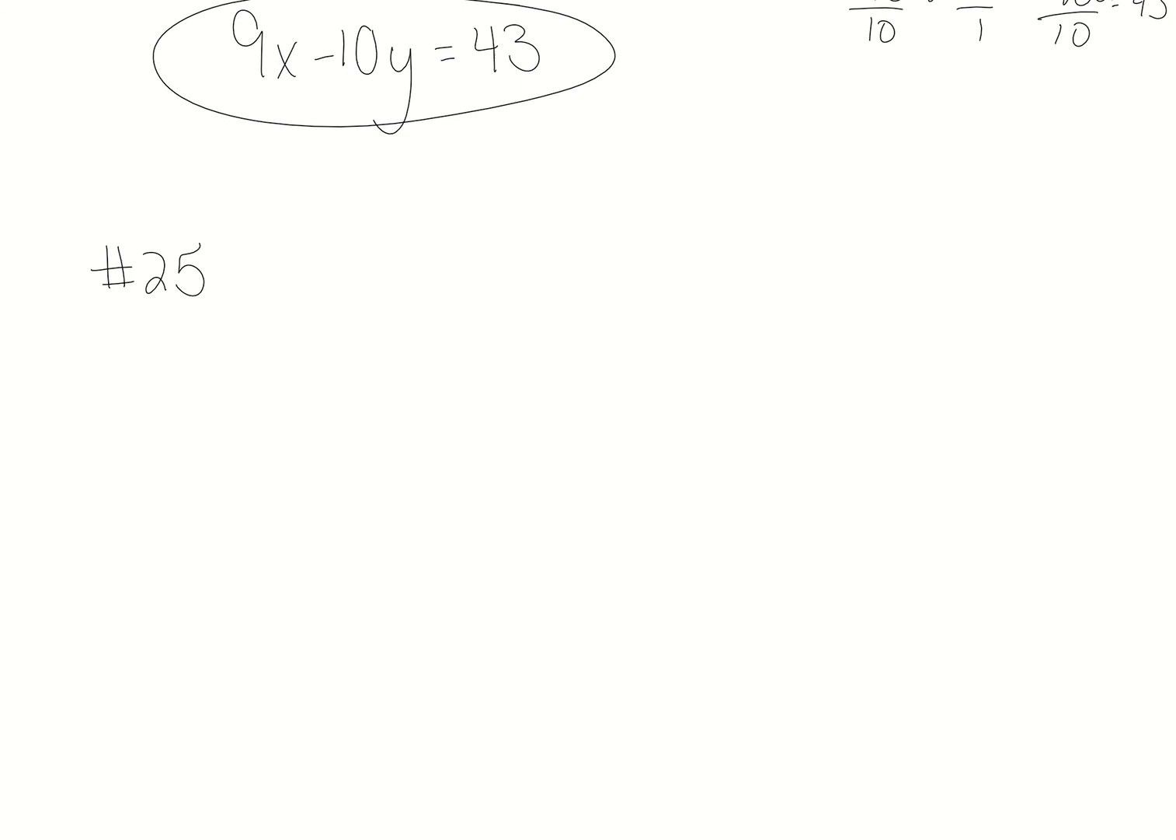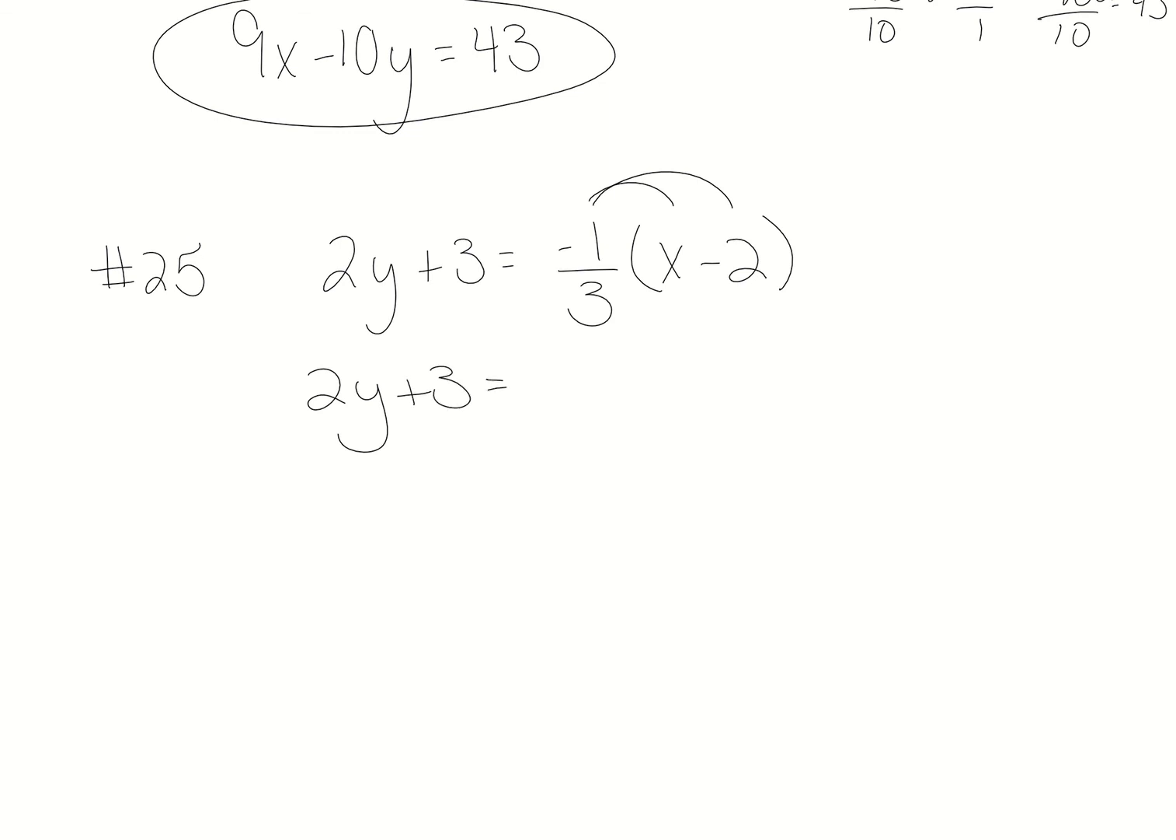Number 25 reads 2y plus 3 equals negative 1/3 times the quantity x minus 2. So again, I distribute first. So I get my 2y plus 3, that stays the same, no change. Negative 1/3 x. Now remember, negative 1 over 3 times negative 2. I put the 2 over 1 and multiply straight across when I multiply fractions. So negative 1 times a negative 2 is positive 2. 3 times 1 is 3. So I get a plus 2 over 3.